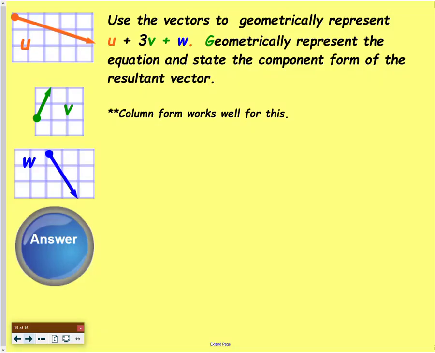All right. Okay, so we're going to, okay, no, hold on. Have we already done this one? U plus 3B plus W? Okay. So let's algebraically do this one instead of geometrically. On your own paper, I would like for you to give me U plus 3B plus W.